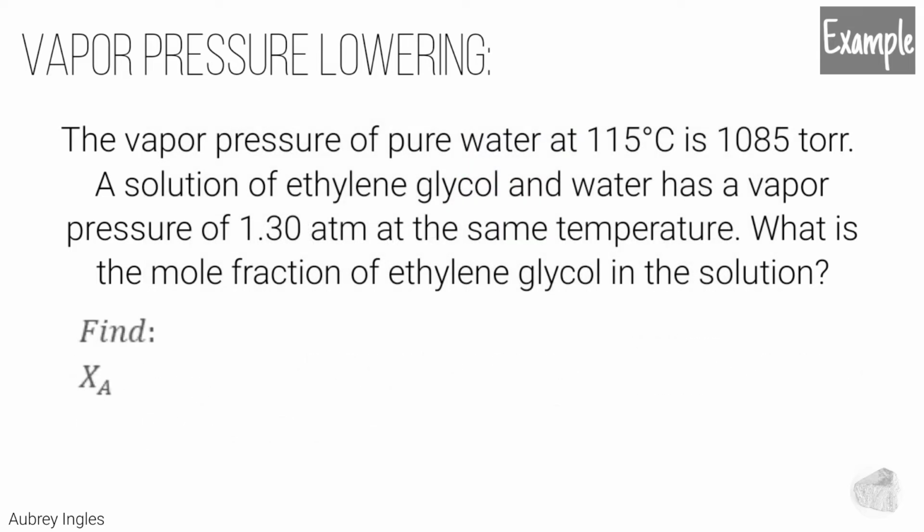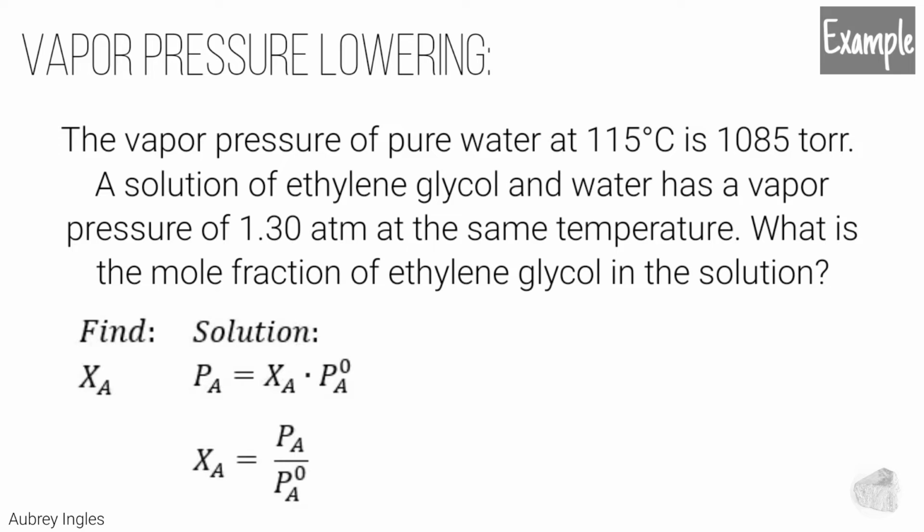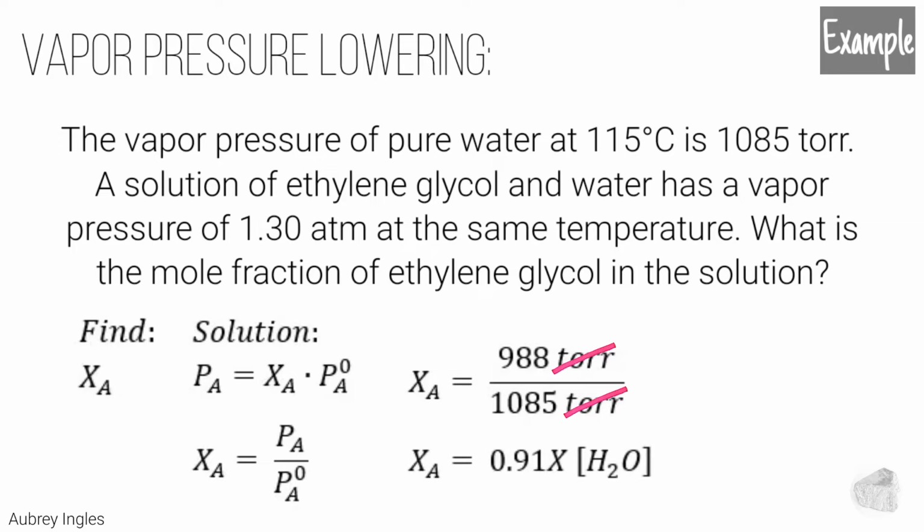Moving on, what we need to find is the mole fraction of ethylene glycol. Deriving the main equation of Raoult's law in terms of mole fraction, we will have this. Plugging in our values and cancelling out torr units, we have 0.91x.